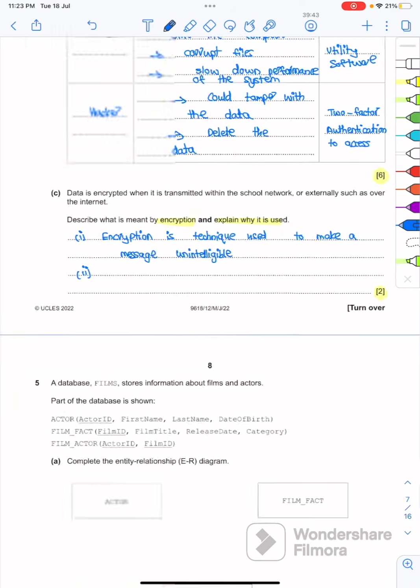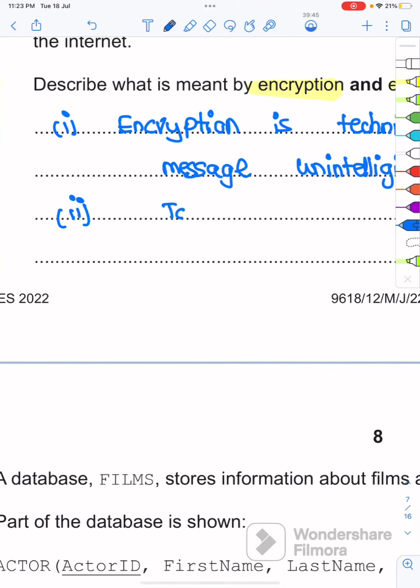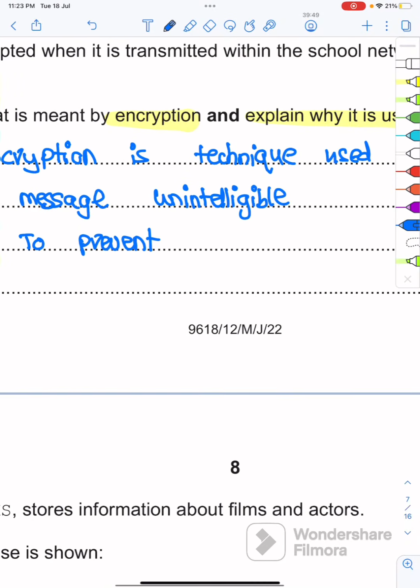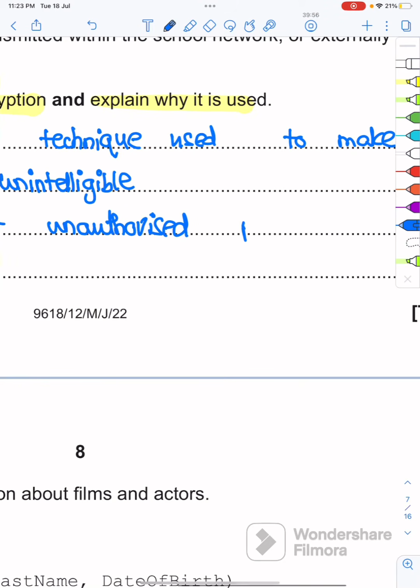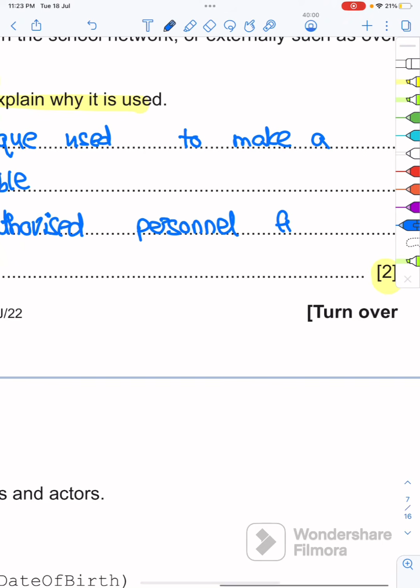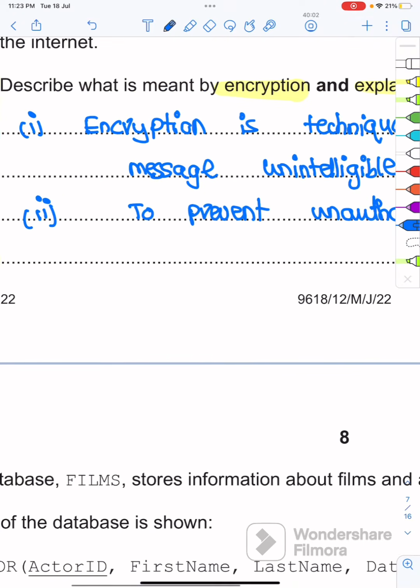And why is it used? To prevent unauthorized personnel from accessing or gaining access to sensitive information.